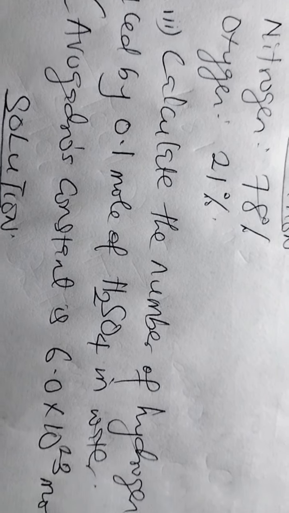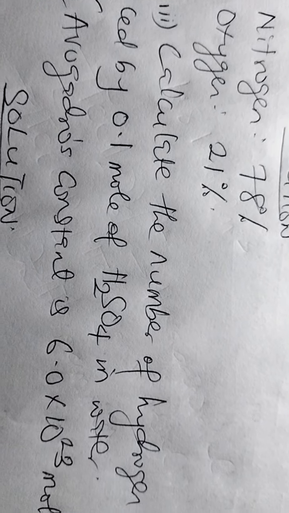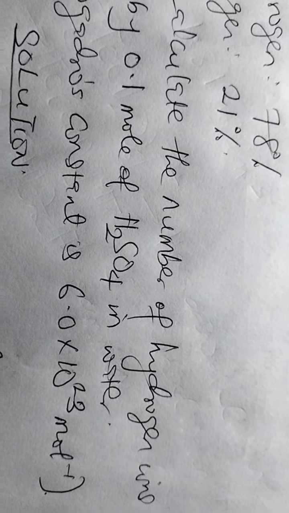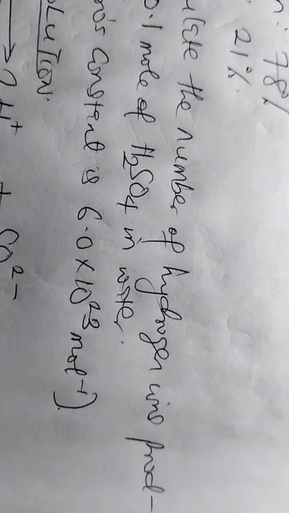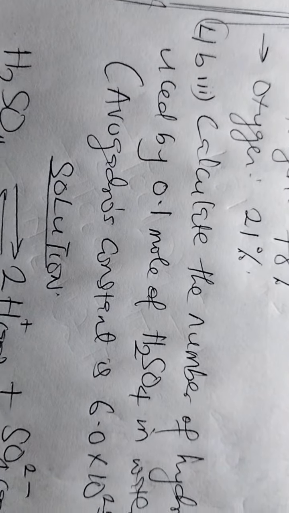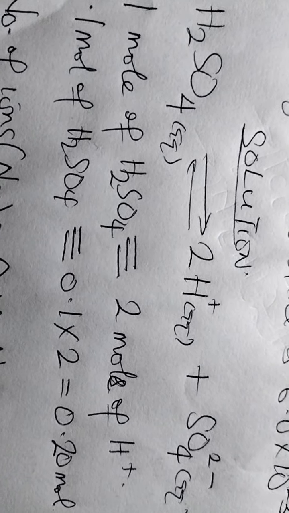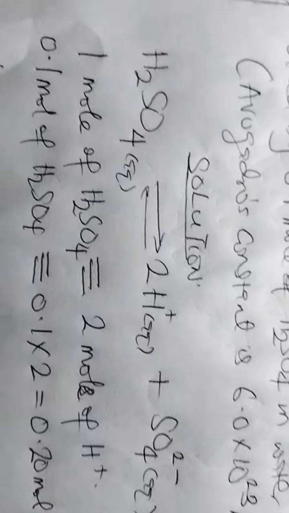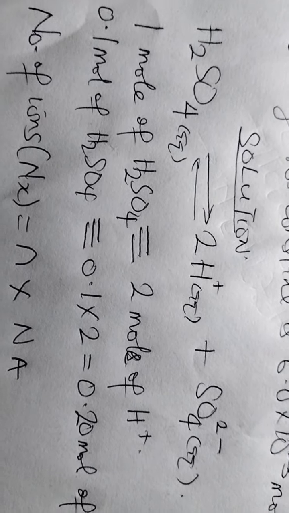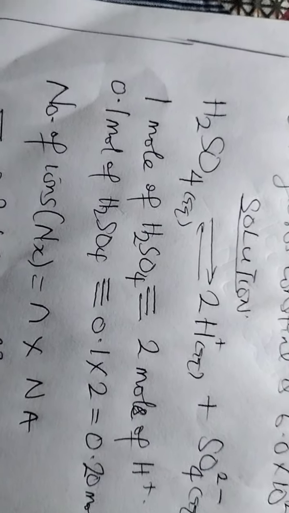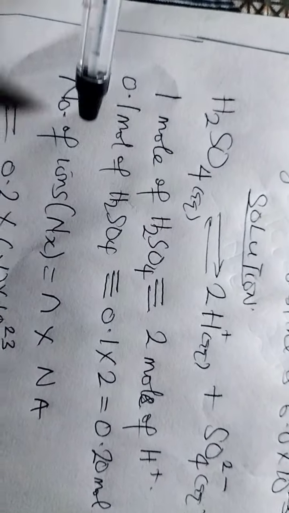4BIII says calculate the number of hydrogen ions produced by 0.1 mole of H2SO4 in water, and they give the Avogadro's constant as 6.0 times 10 to the power 23 per mole. We'll now go to the solution. First of all, we write the ionization equation of the acid: H2SO4 giving us 2 moles of hydrogen ion and 1 mole of SO4 ion. Then from the balanced equation, we can say 1 mole of the acid produces 2 moles of the ion.